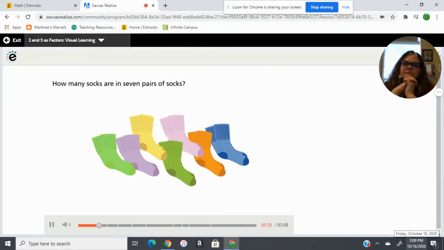How many socks are in 7 pairs of socks? What operation should you choose to join equal groups? So, first of all, what's the question? What operation do we use to join equal groups? Is it addition, subtraction, multiplication, or division? Did you pick multiplication? That would be right. That's joining equal groups. So we're looking to see how many would be in 7. So let's see if we can follow along with this skip counting.